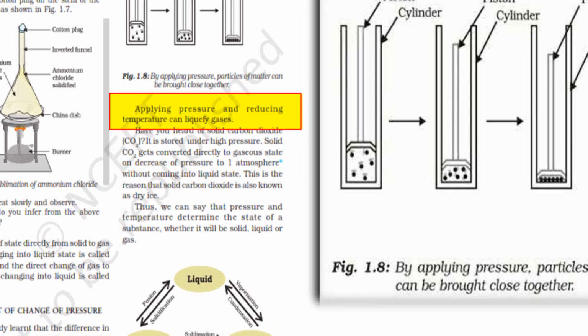Applying pressure and reducing temperature can definitely bring a change in the state of matter. It can liquefy gases very easily. In this case, a very suitable example is the formation of solid carbon dioxide, which is stored under very high pressure. Solid carbon dioxide gets converted directly into the gaseous state on decreasing the pressure to 1 atmosphere without coming to the liquid state. This is the reason why solid carbon dioxide is also known as dry ice. Therefore, we can also say that pressure and temperature do determine the change of state of substances.